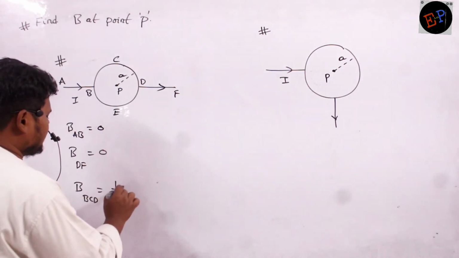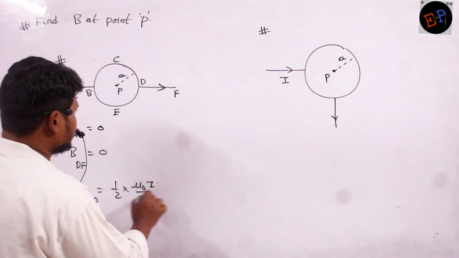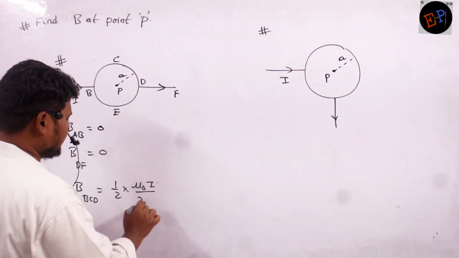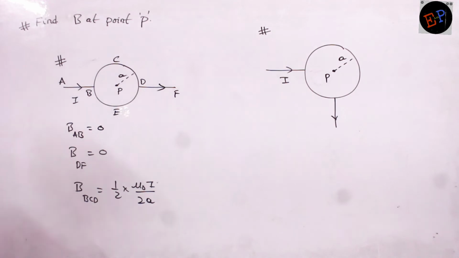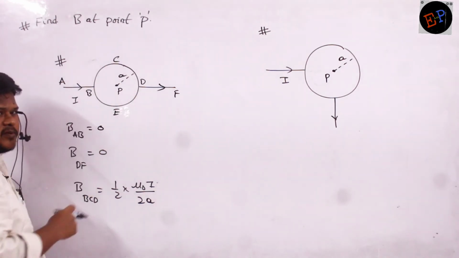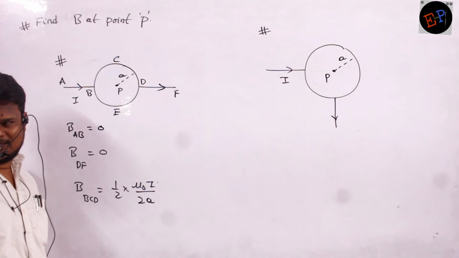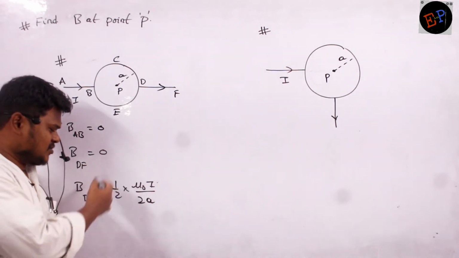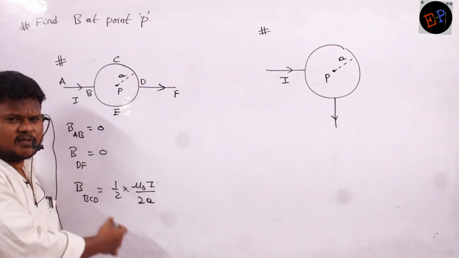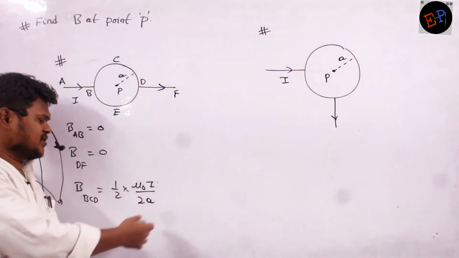So it is half of mu naught I by 2R. Instead of R I have taken A, so 2A. Why have I taken half only? Only half loop is present. But this is wrong. There should be some correction here. What is the correction?